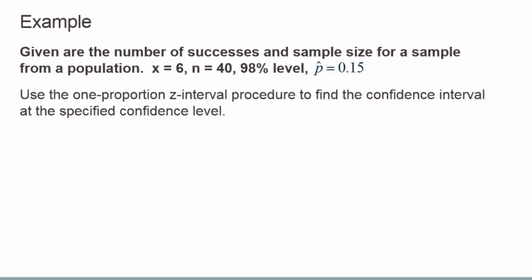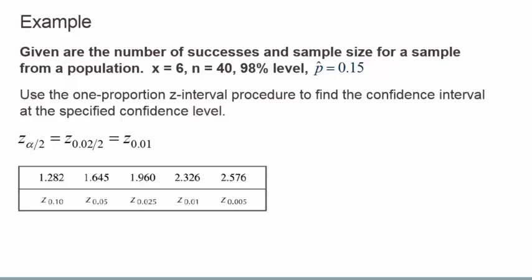Continuing, use the one proportion z-interval procedure to find the confidence interval at the specified confidence level. First, we need z sub alpha divided by 2. Since the level is 98%, alpha would be 2%. Z sub 0.02 divided by 2 is z sub 0.01. Going to our table, we need to find the z-score for z sub 0.01, which is 2.326. So z sub alpha divided by 2 equals 2.326.